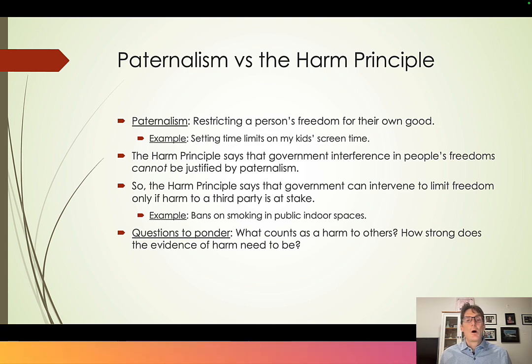So an example of a public health intervention that could be consistent with the harm principle would be something like bans on smoking in public indoor spaces. Obviously, smoking risks harm to others through secondhand smoke, which of course can cause cancer and all the other problems that directly smoking oneself can cause. And so that's a justification for not allowing people to smoke in indoor public spaces.